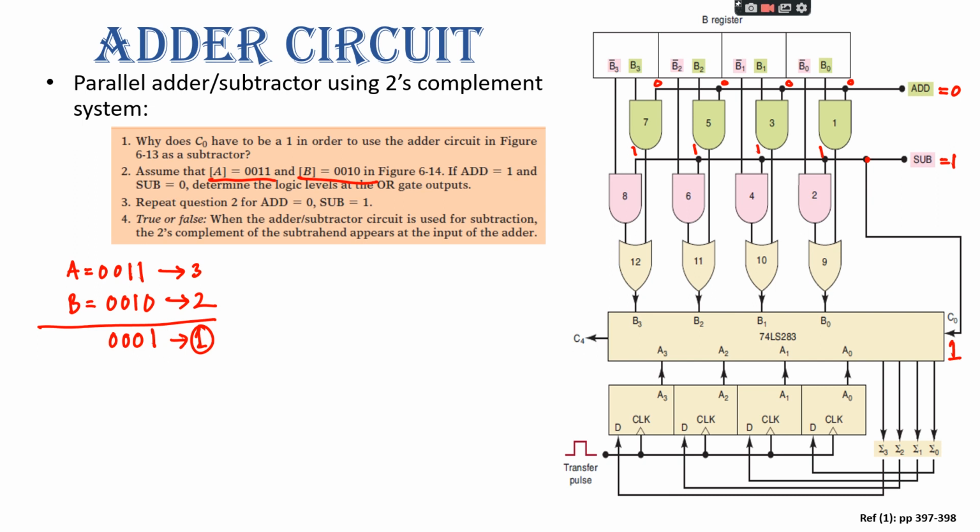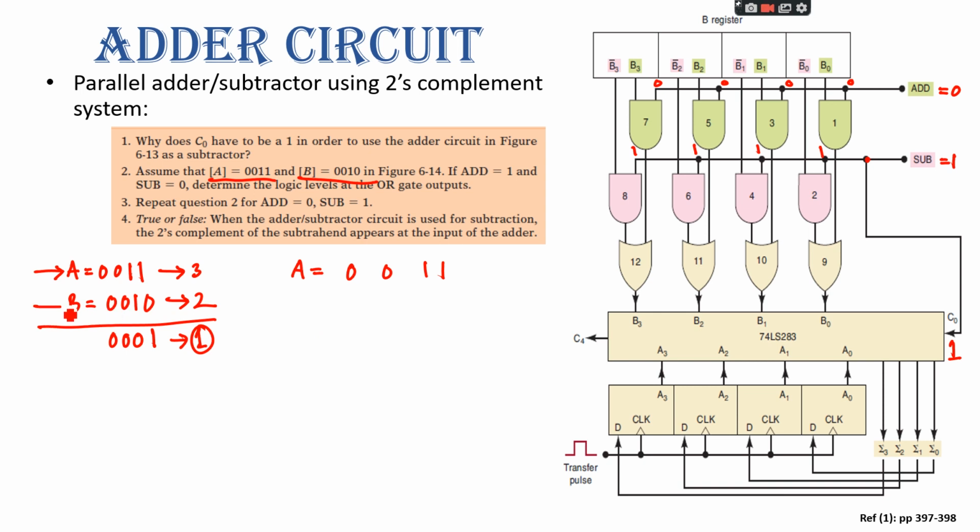So how can we do that? First, what we need to do is to keep the number A as it is. So our number would be 0011 as it is.